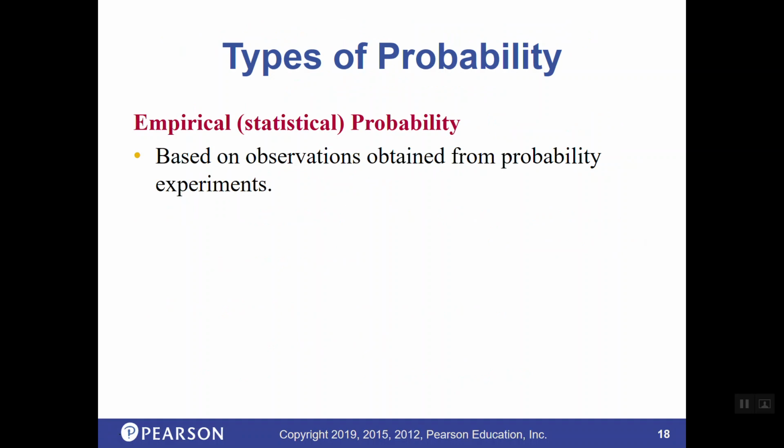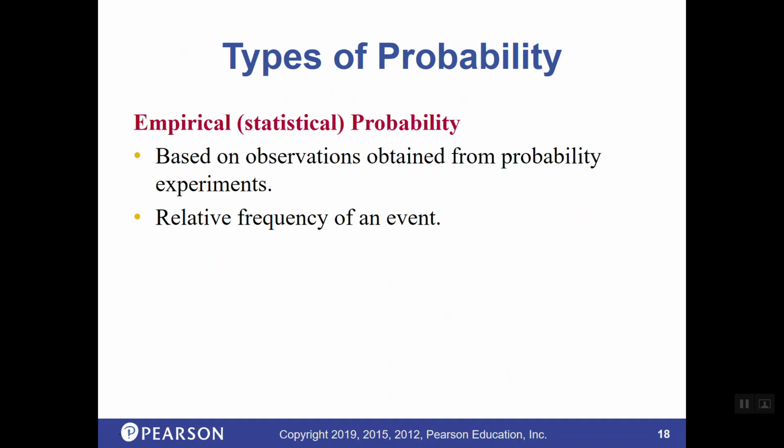So types of probability, we have now the empirical. The other one was the book version, the book one, equally likely. This one is empirical, statistical probability. Ooh, that sounds so fancy. So empirical means the practical one, based on observations obtained from probability experiments. So empirical is the one where they perform experiments. So it is based on the relative frequency of an event.